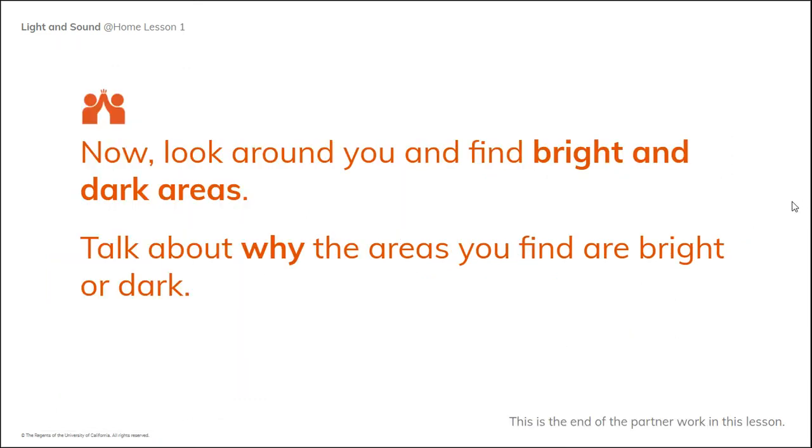Okay, now I want you to find some areas that are bright and some areas that are dark. Why do you think some of those are bright or brighter than the darker areas? What do you notice about them? What do you notice about the light areas that's different from the dark areas?